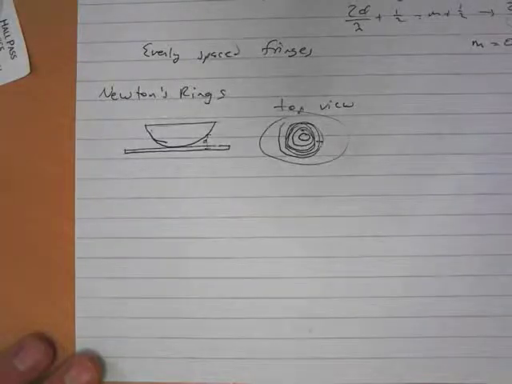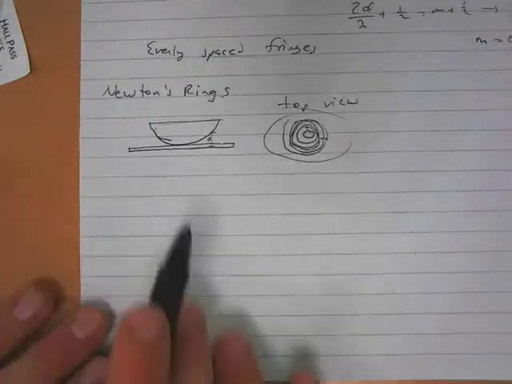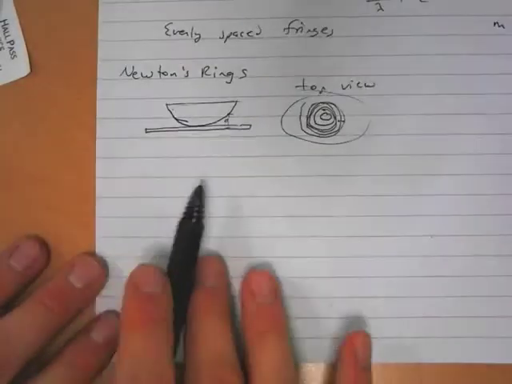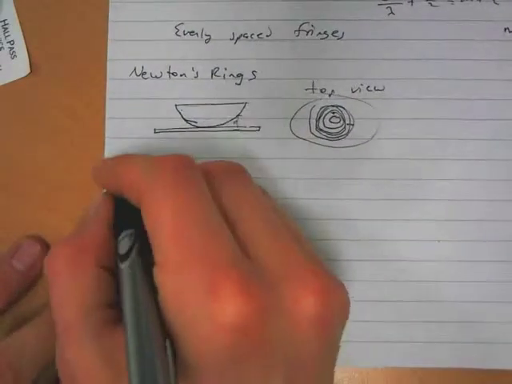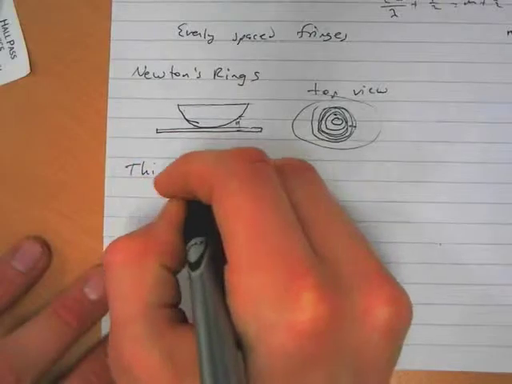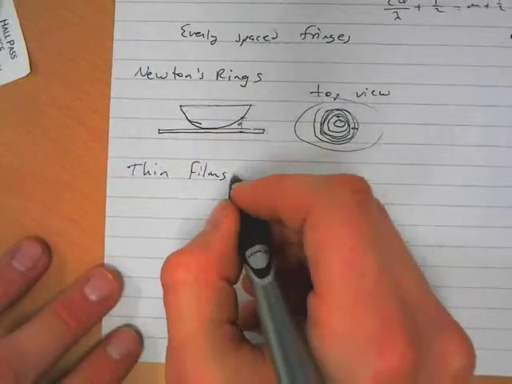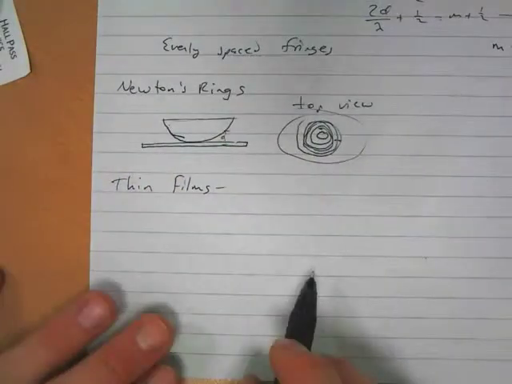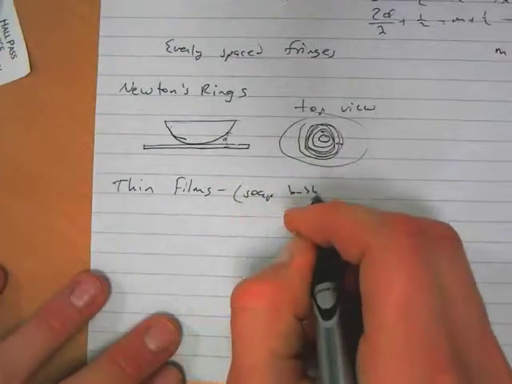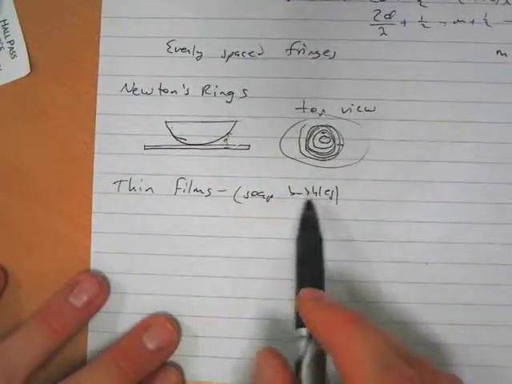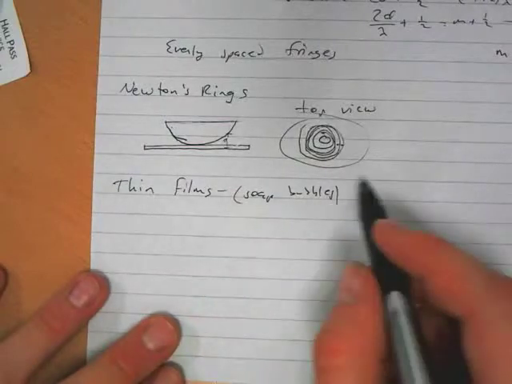Another example of where reflection and interference occur is with thin films. And this is kind of a general category. It could be a lot of things. It could be like soap bubbles. It's kind of like a thin film. You know, a bubble. It's a thin film with air on either side.